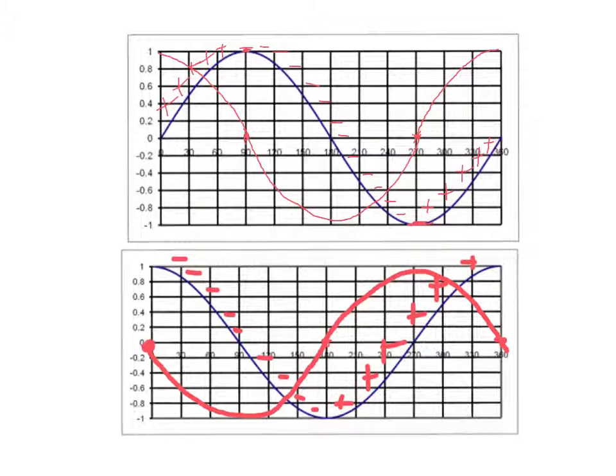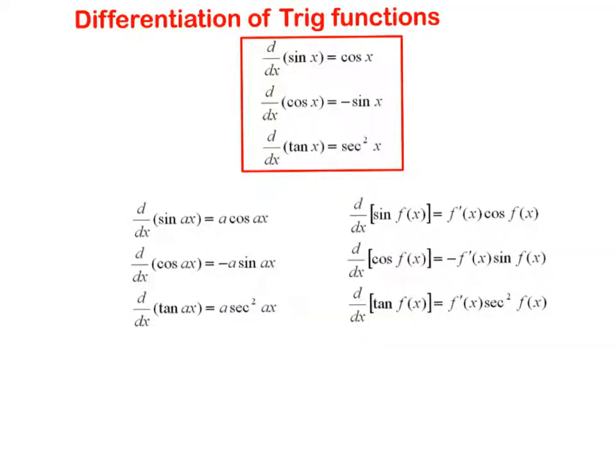And isn't that great? You can see now that the graph that we've just drawn is y equals negative sine x. So that means the derivative of cos x is negative sine x. So that is in this table here. The derivative of sine x is cos x. The derivative of cos x is negative sine x. And this is a new one. The derivative of tan x is sec squared x.